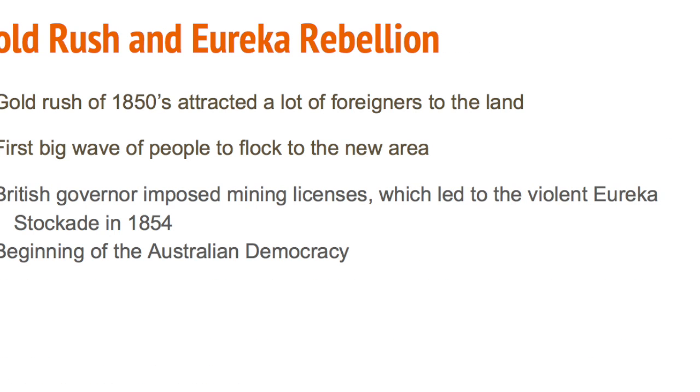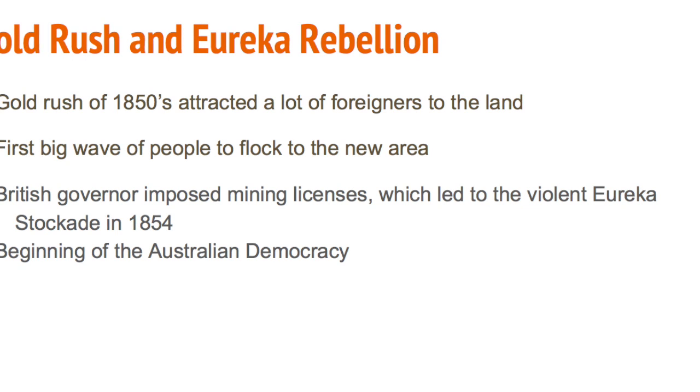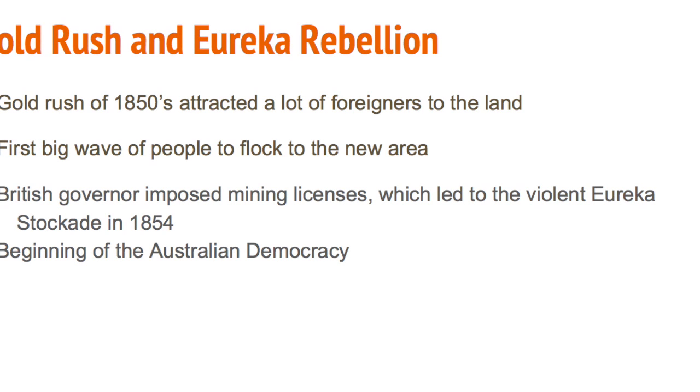So one big reason for the migration into Australia, along with promising farm possibilities, was the gold rush of 1851. The first gold rush began in May of 1851 after prospector Edward Hargreaves claimed to have discovered gold.